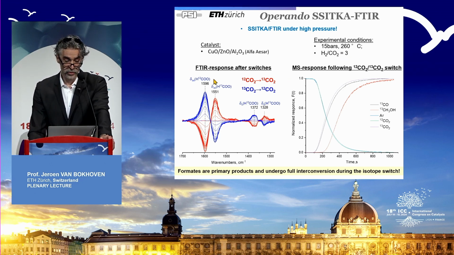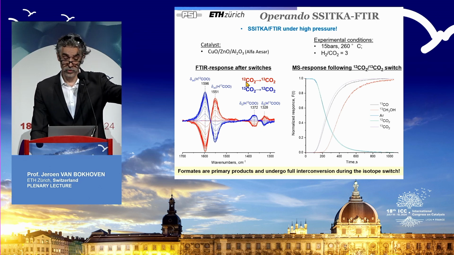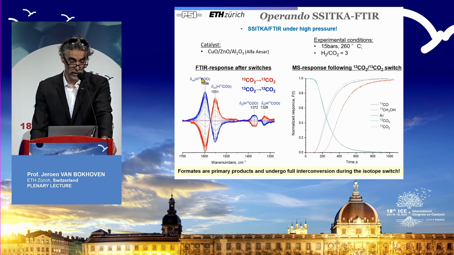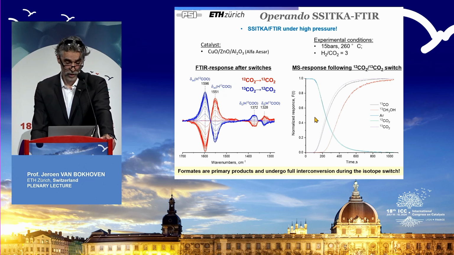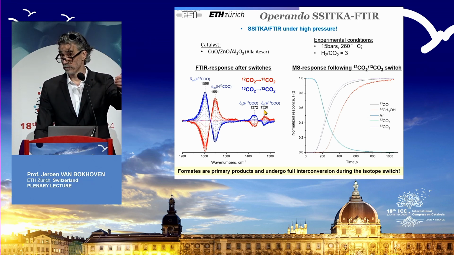And here I'll show you the Fourier transform response. So these are the different spectra that we measure. So we have the switch of carbon 12 CO2 to carbon 13 CO2. And what you can see is that there is a band which is decreasing rapidly. That is actually the formate carbon 12, and instead of that we have the formate carbon 13 coming up. And then you have the asymmetric shift and you have the symmetric shift, and they have a full interconversion.